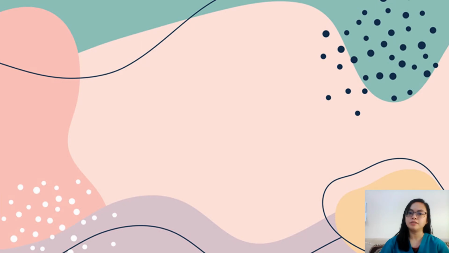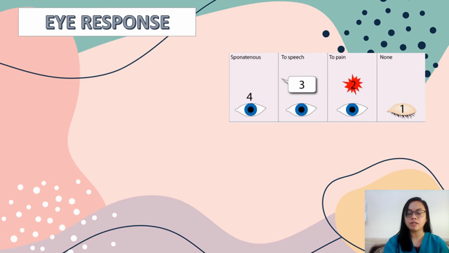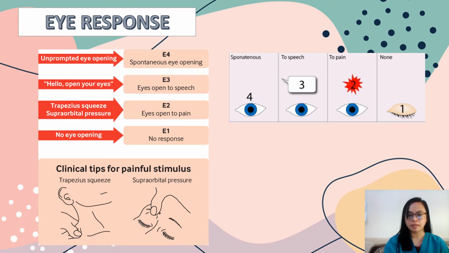Now, let us discuss the three aspects of responsiveness, starting off with the eye response. The maximum score you can give for eye response is 4. So how do we do this? You score 4 if you observe that the patient is spontaneously opening his eyes. You score the patient 3 if he is not spontaneously opening his eyes and he only opens them when you speak to him or ask him questions, like, "Hello, can you open your eyes?" or "Hello, are you okay?"